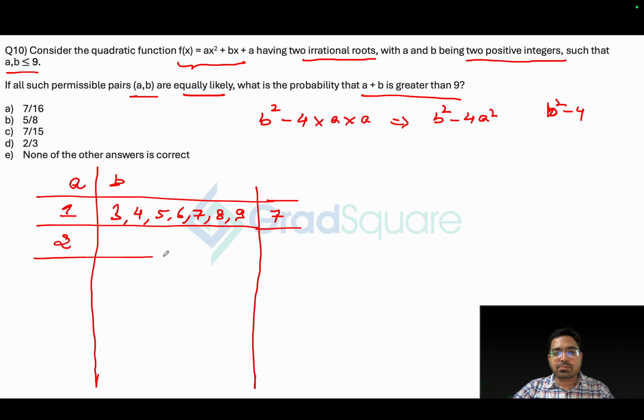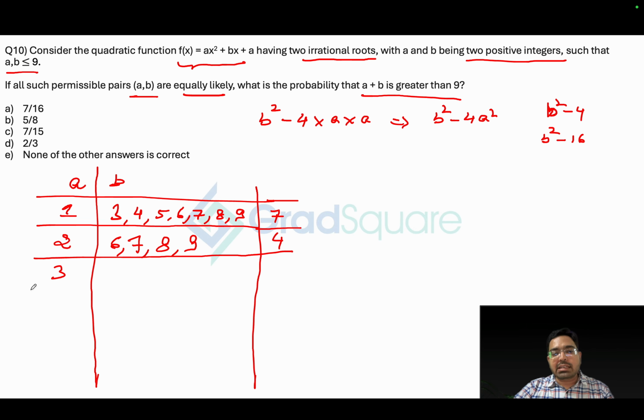Take the value of a as 2. Then 2² is 4, and 4 into 4 is 16. So b² − 16 is what you are looking at. So what should be the values of b? The value of b cannot be 4, because 4² is 16, and 16 minus 16 gives you 0, a perfect square. 5² is 25, and 25 minus 16 gives you 9, which is again a perfect square. So you will have to be careful. From 6 onwards, all values are possible for b, because from 6 onwards, if you subtract 16 from a perfect square, you will not get another perfect square. So it will be 6, 7, 8 and 9. So 4 pairs of values over here.